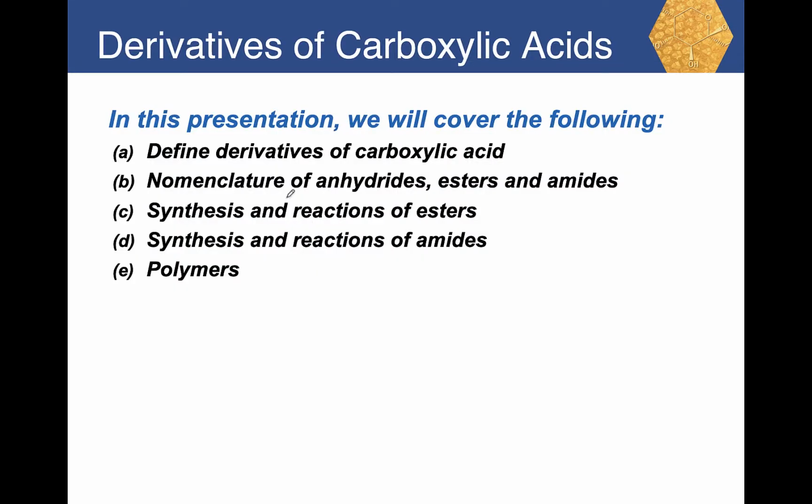So in this presentation, we'll first of all define what we mean by derivatives of carboxylic acids. Next, we will learn the systematic way of naming these derivatives. They are the anhydrides and esters and amides, functional groups that we have seen in earlier chapters. Next, we will look at the synthesis or the preparation of esters, and we'll also look at the reactions of esters.